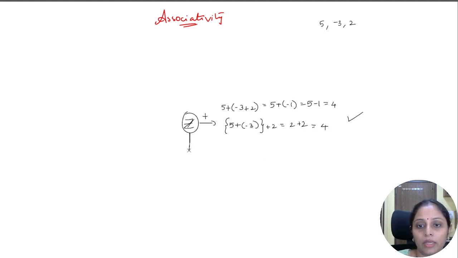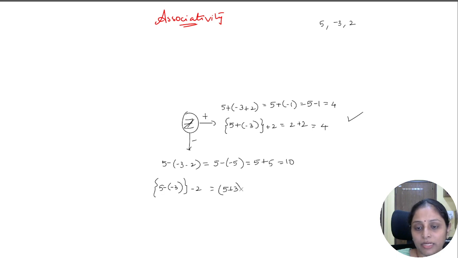Okay. Now next is subtraction. (5 minus minus 3) minus 2 and 5 minus (minus 3 minus 2). Let's compare these two. This is nothing but 5 minus minus 5, which is equal to 5 plus 5, because minus of minus will give me plus. This is 10. Whereas this is 5 plus 3, because again minus of minus is plus, so this is 5 plus 3 minus 2, which is equal to 8 minus 2, which is equal to 6. Now these two are not equal.